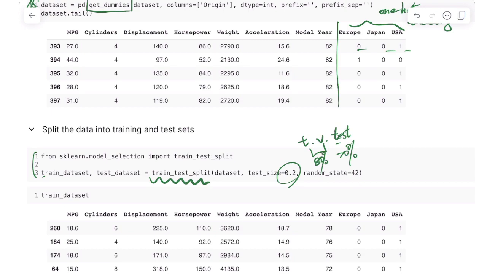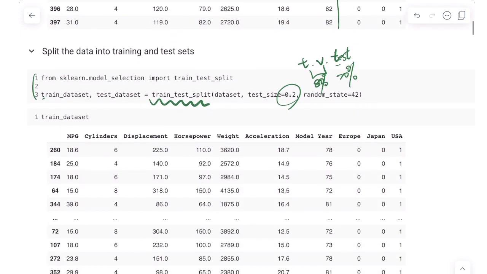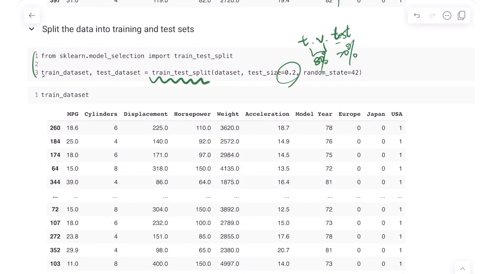Okay, so it is a very common way for us to train a model when we have only one data set. We randomly split it into two different data sets. Okay, so here's the data set.